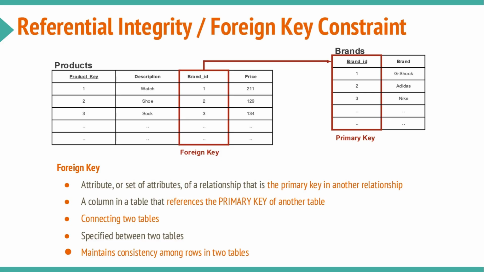This rule, called referential integrity, says that any value you put in the brand ID column of the products table must already exist in the brand ID column of the brands table. It prevents you from adding a product with brand ID of 5 if there is no brand 5 in your brands table. It keeps the data consistent across tables. It's how we build relationships.